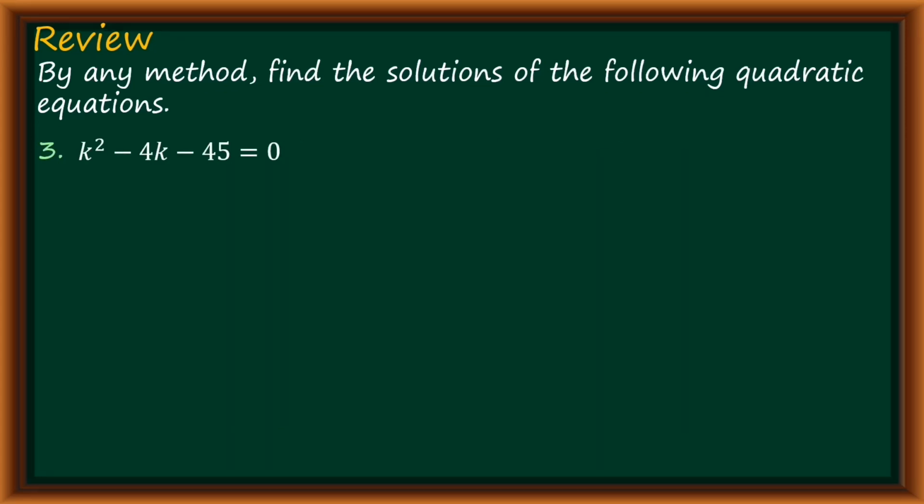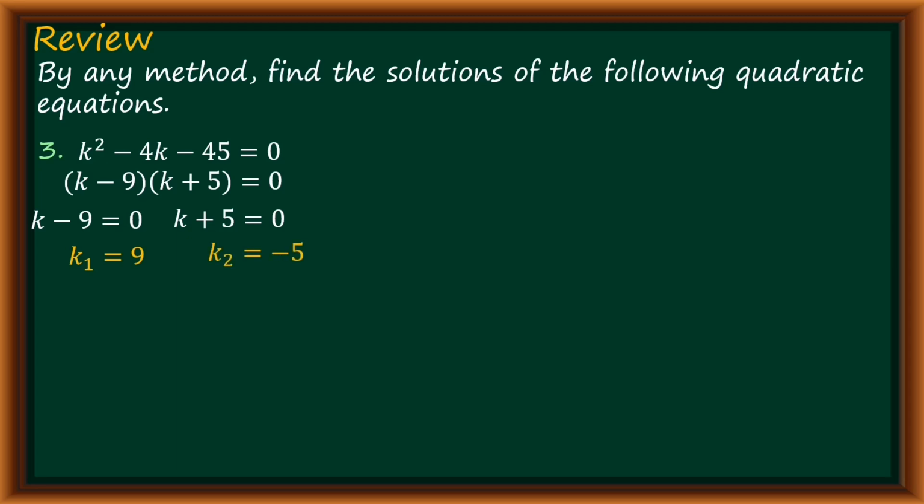Number 3, k squared minus 4k minus 45 is equal to 0. This equation is already written in the standard form and it is factorable, so we can use factoring method to solve for the value of k. In factored form, it is written as the quantity k minus 9 times the quantity k plus 5 is equal to 0. To solve for the first value of k, we have k minus 9 is equal to 0. Our first value of k is equal to 9. The second one is k plus 5 is equal to 0, so our second value is negative 5. Therefore, the solutions are negative 5 and 9.